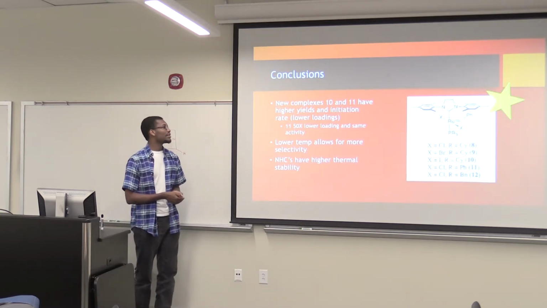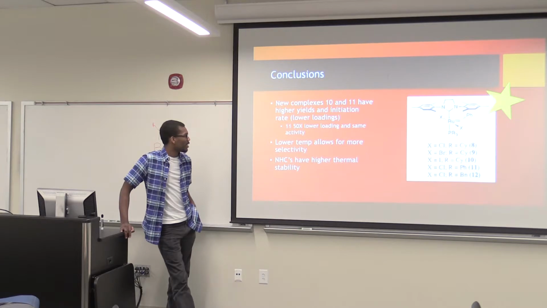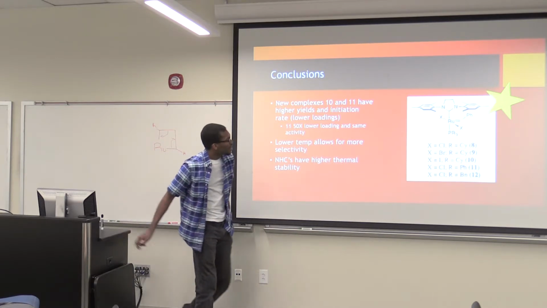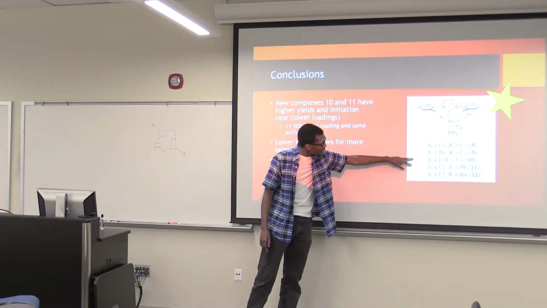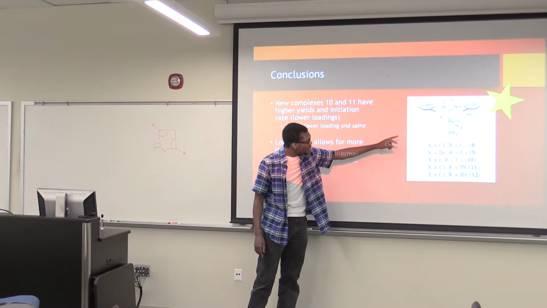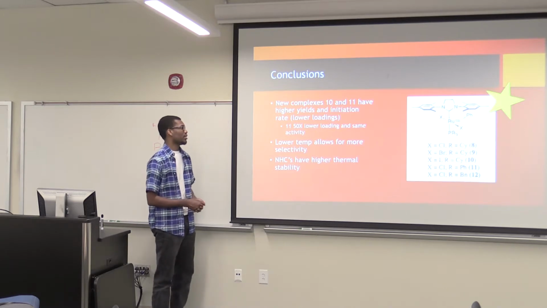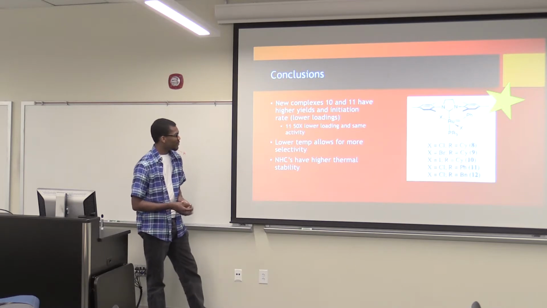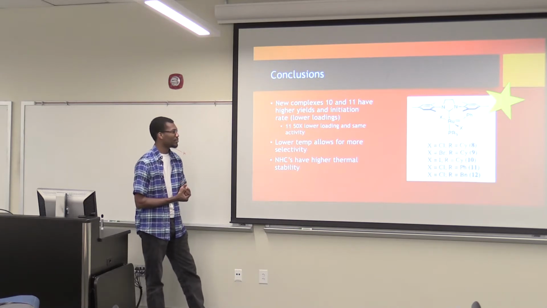So the conclusions are, the complexes that take all of these together and make great catalysts were 10 and 11. So you can see they have that NHC, and then the X for 10 and 11, well, X was iodide for 10 and then chlorine for 11. And then R was the triphenylphosphine, and then they both had that phenylmethylene carbon. And so 11 had a 50-fold lower loading and the same activity as most of the other catalysts they found. So that was awesome for them.